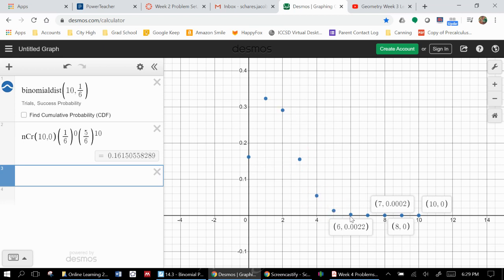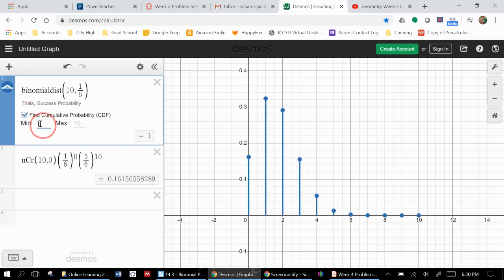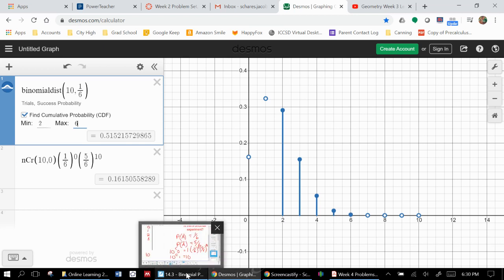So if I wanted to ask a question like, what's the probability that I roll a die 10 times and I get between 2 and 6 ones? I can check this box here and just set my minimum to 2 and my maximum to 6. And you'll see it adds them all up. So the probability that I roll a die 10 times and get between 2 and 6 ones is 51%. And it's even showing you that in the graph here, what that looks like. It's just adding up the heights of all of those. So let's go ahead and answer some questions here, and then I'll show you what you're doing for your homework.